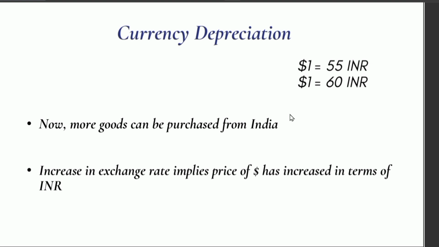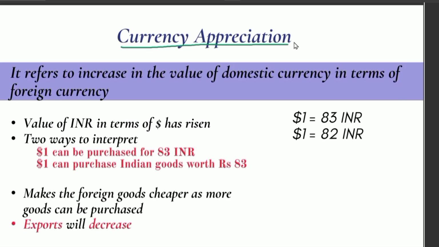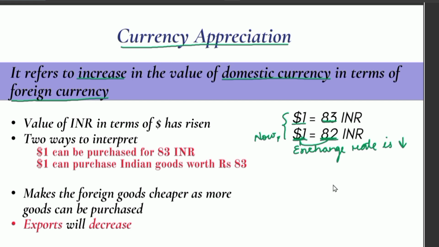So what does this mean? That there is an increase in the exchange rate. So it implies the price of the dollar has increased in terms of Indian rupees. Now currency appreciation. In appreciation, what is happening? The exchange rate is decreasing. Let's look into the definition first. It refers to an increase in the value of domestic currency in terms of foreign currency. So we had $1 equal to 83 rupees and now $1 is equal to 82 rupees, which means now less of domestic currency is required to buy the foreign currency, right?